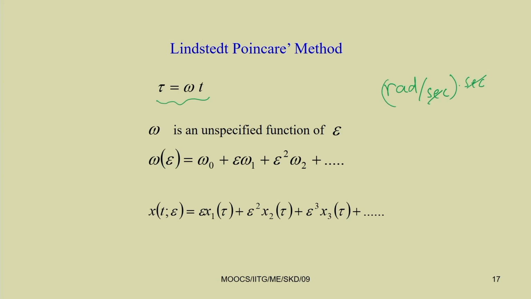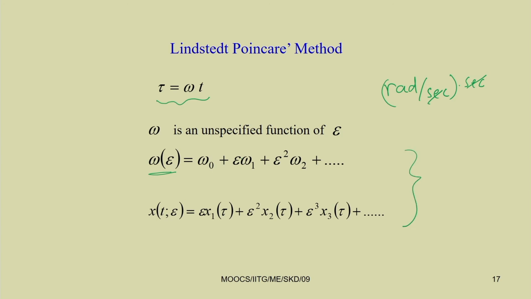So, by using a non-dimensional time tau, let us first write tau equal to omega t. Here you just note that omega is an unspecified function of epsilon. So, now you can write this omega as a parameter of epsilon. Omega can be written as omega 0 plus epsilon omega 1 plus epsilon square omega 2, up to higher order terms also, and like the previous case, we can write this x equal to epsilon x1 plus epsilon square x2 plus epsilon cube x3.